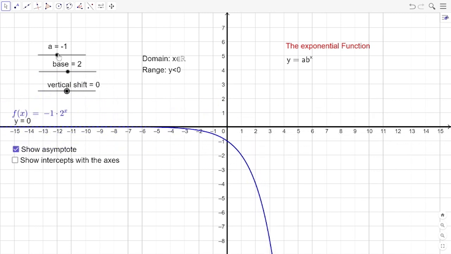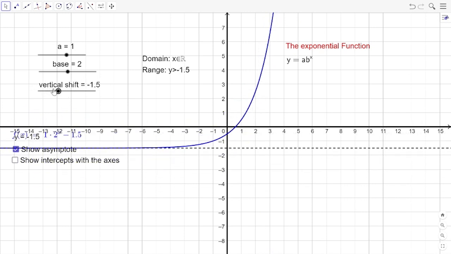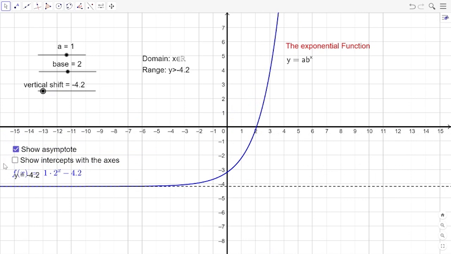Let's just put this back to a base bigger than 1. Yeah, a base bigger than 1, like that. And now we can see our vertical shift quite clearly. Once again, we can have intercepts with the axes. We find y-intercepts by letting x be 0, and we find x-intercepts by letting y be 0.